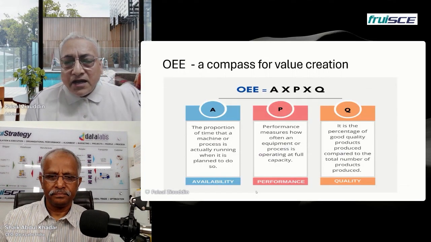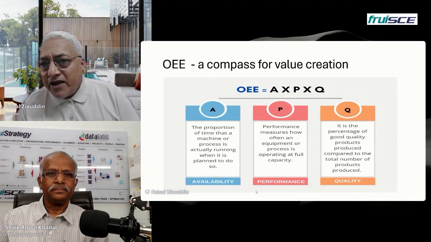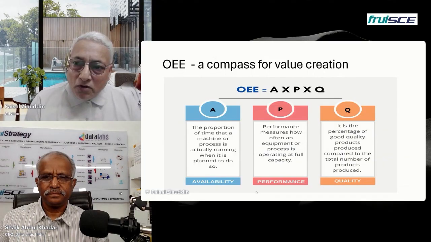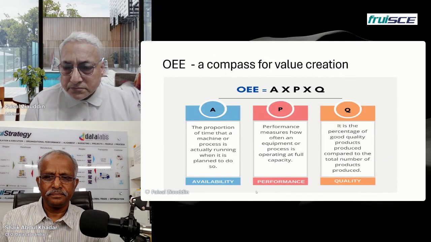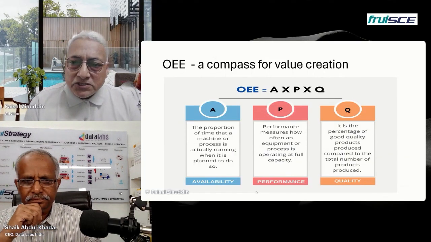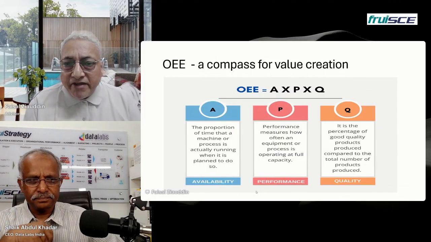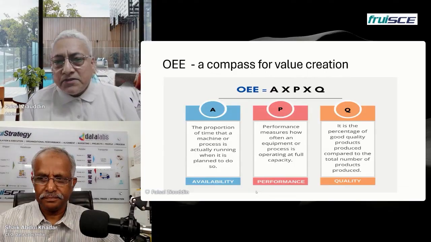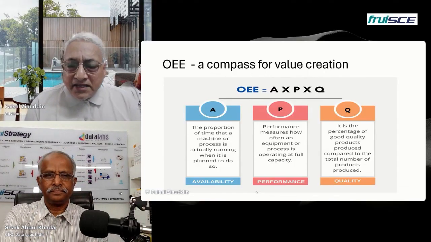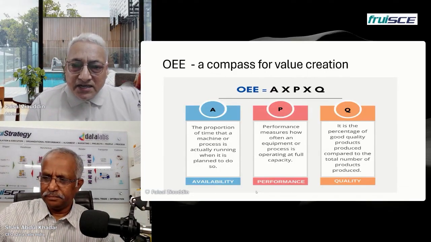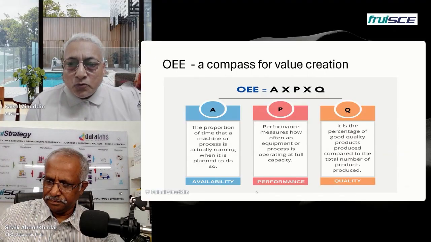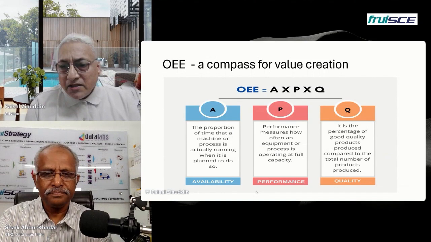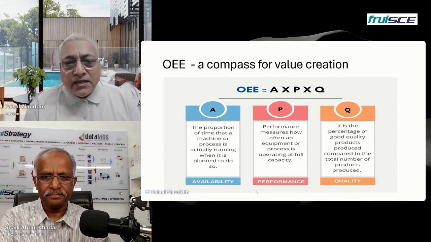The other part, which I thought let me define at the initial stage itself, is the overall equipment effectiveness, which primarily talks about a compass for value creation. It is not a metric to be measured. It is basically something to get the insights and work diligently towards removing the losses, root causing them, getting your teams on board and solving the problems with assigned timelines.